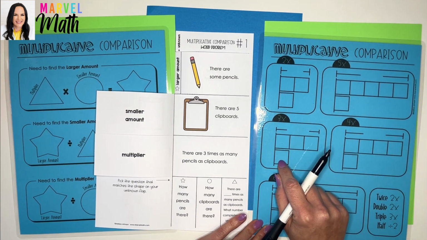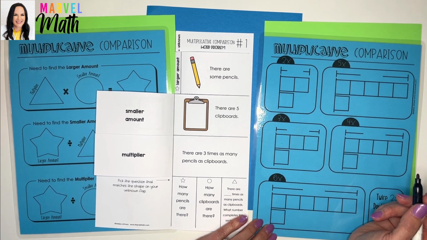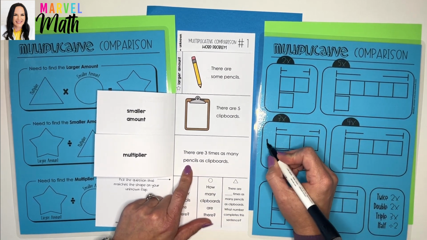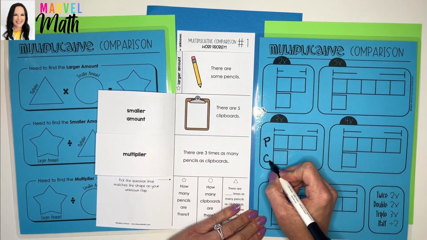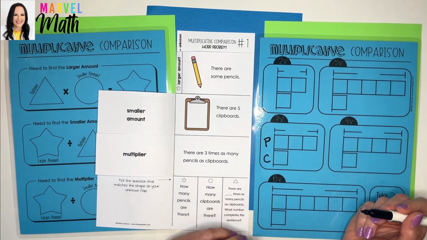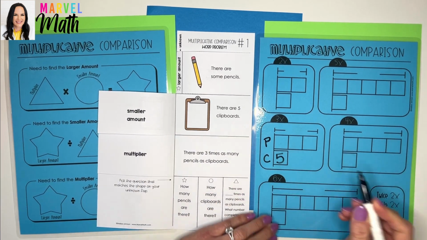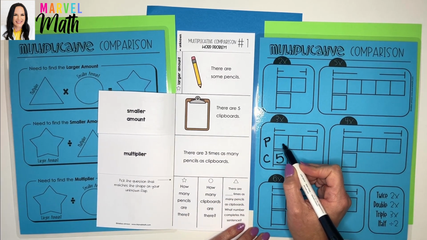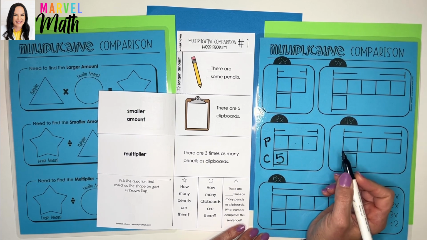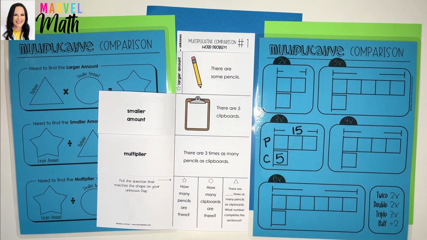So here is my smaller amount, and I can see the larger amount is 3 times as much. So I see there are 3 times as many pencils, so that's my larger amount, as clipboards. So the most important thing is to make sure that those get put in the right places. Then I can start filling in numbers. There are 5 clipboards. So now students can either skip count to solve for the number of pencils. They could do 5, 10, 15, or they could do 3 times 5 and get 15. So there are 15 pencils.